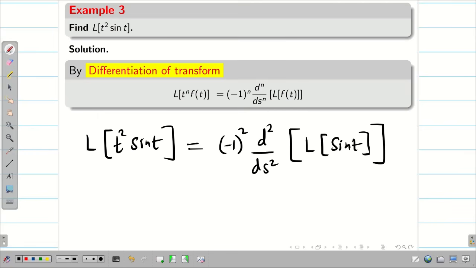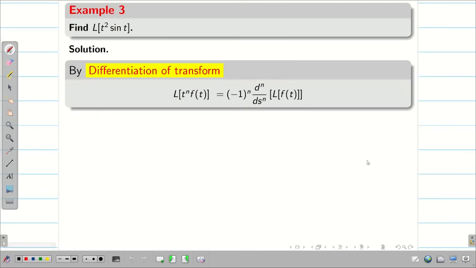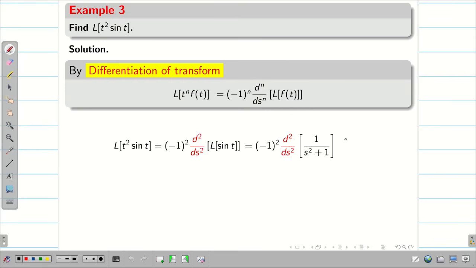First let us find L of sin t. L of sin t is going to be 1 by s square plus 1. Now we have to differentiate this twice. Minus 1 whole square is 1. So d square by ds square of 1 by s square plus 1. Next we have to differentiate 1 by s square plus 1 twice. I am going to take this as u by v.